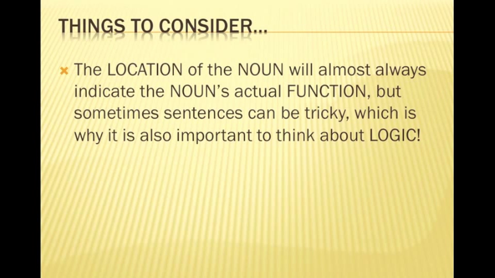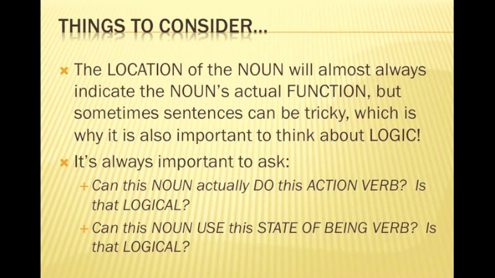So, some things to consider. The location of the noun does almost always indicate the noun's function, but sometimes sentences can be tricky. So we always have to think about logic as well, and this is something we're going to look at in just a moment. So it's always important to ask, can this noun actually do this action verb? Is that logical? Or can this noun use this state of being verb? Is that logical? And we're going to talk more about state of being verbs in the next set of videos.